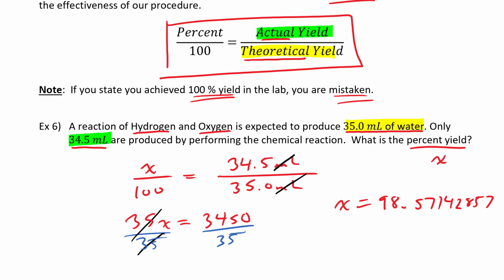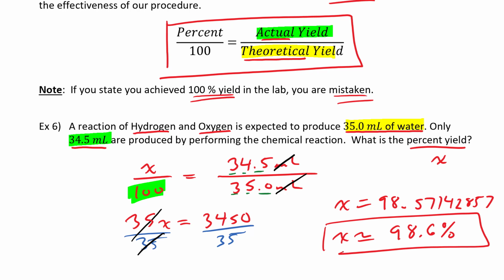Significant digits now. I have 3. I have 3. This would be an exact value. So I'm going to round this off to 3 significant digits. So x is approximately equal to 98.6%. So your percent yield for this reaction is 98.6%. This is very high. Just remember, we place the actual over the theoretical.